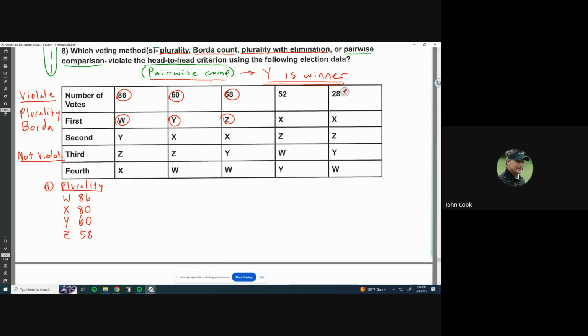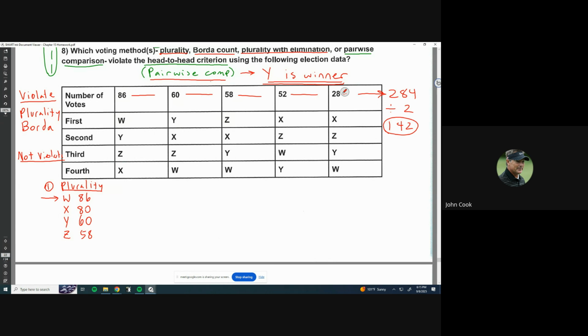So let's see what majority is going to look like here. So what we do is we add up across the top. So all of these added together, 86 and 60 and 58 and 52 and 28. If I add them all together, I get 284. And if I divide that by 2, I get 142. So that means that I need more than 142 total votes. So, obviously the winner is 86. It's W, but do they match that thing where we need to get above 142? They do not. So that means that we need to go through elimination.